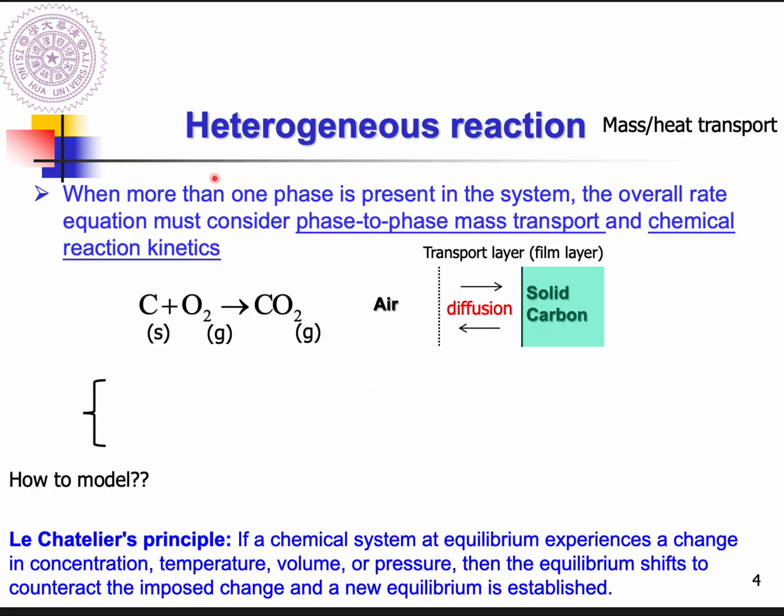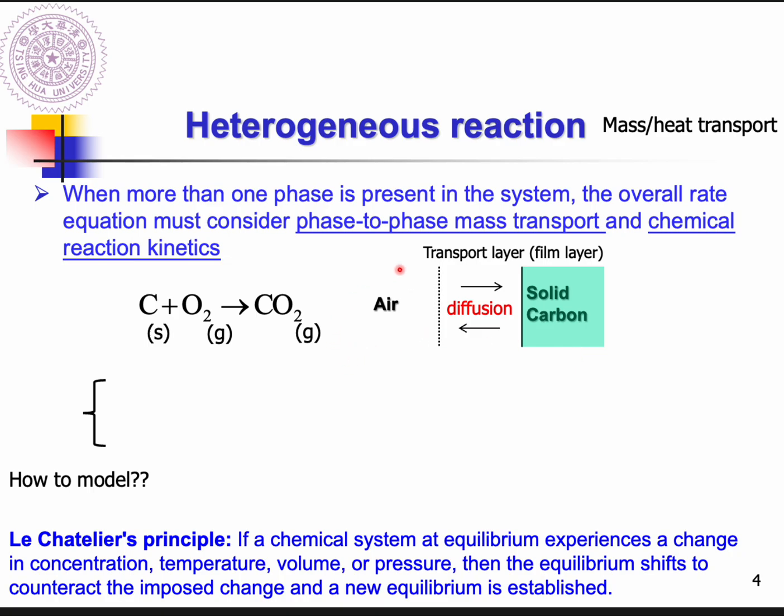So let's go back to what a heterogeneous reaction is. Based on the definition, when more than one phase is present in our system, the overall rate equation must consider the phase-to-phase mass transport and the chemical reaction kinetics. So you need to consider a transport term and also a reaction term. Let me give you an example here. We have solid carbon reacting with gaseous oxygen to generate gaseous carbon dioxide. In this case, I will draw a cartoon here.